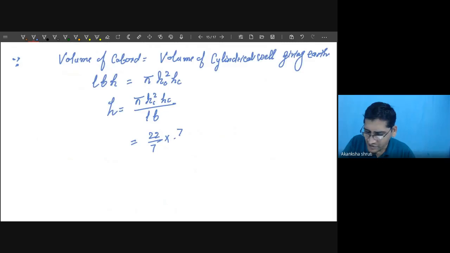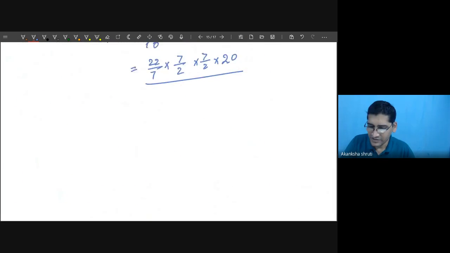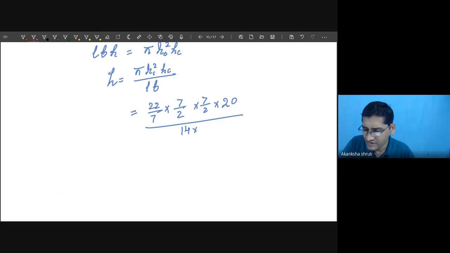So let us substitute 7/2 there. Rather than a square, you may write 7/2 two times. That may be helpful in cancelling the data. Into HC, which is 20, and this has to be divided by length and width. The length and width are 14 and 22. Student, I had already told you what this represents. These 14 and 22 are in the denominator.